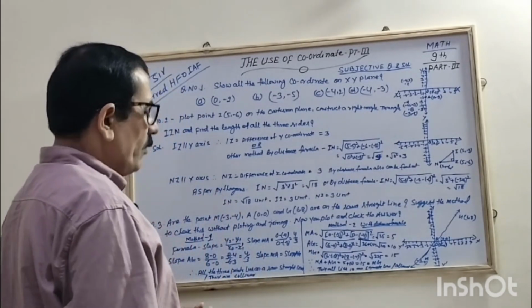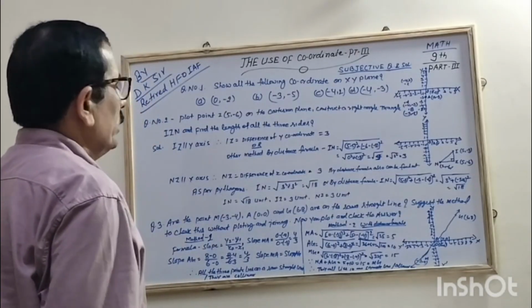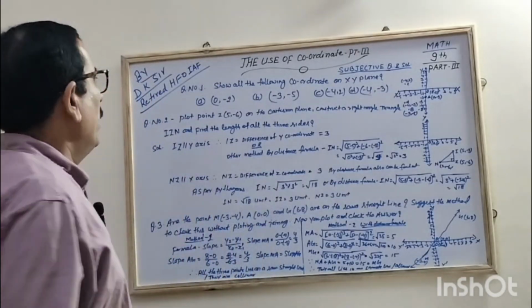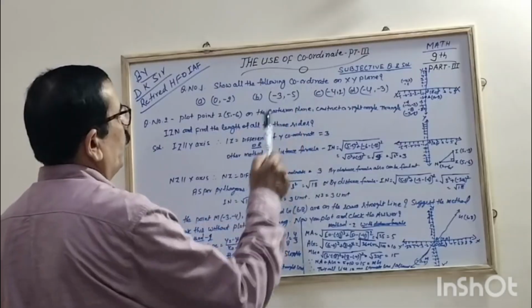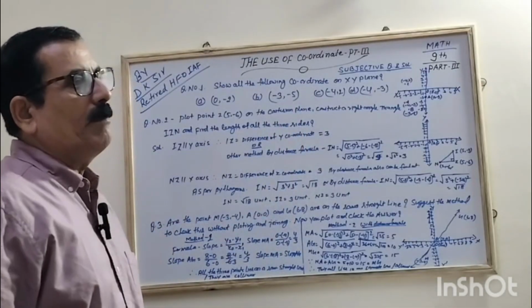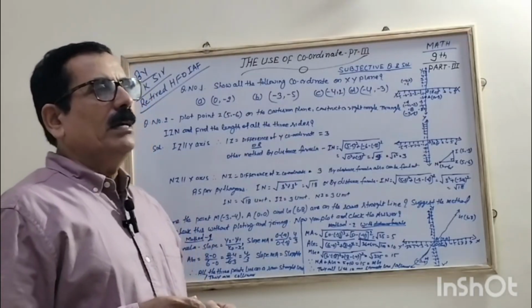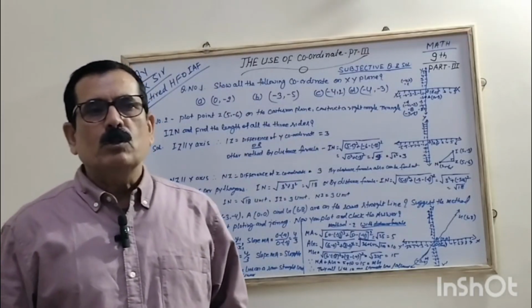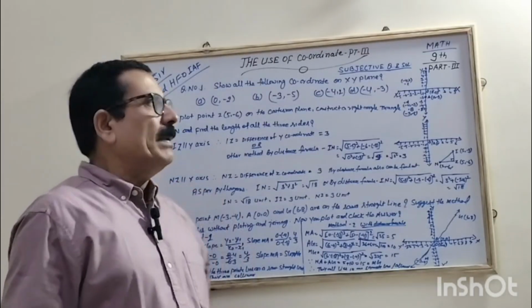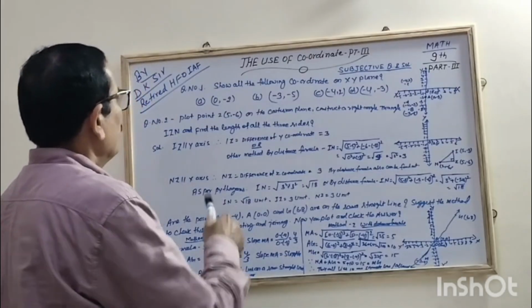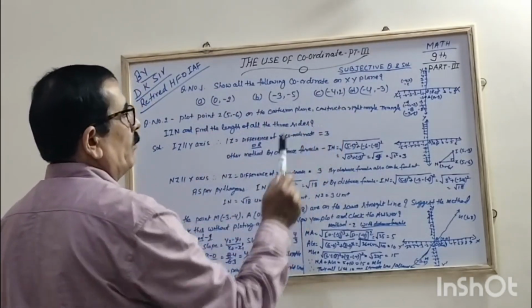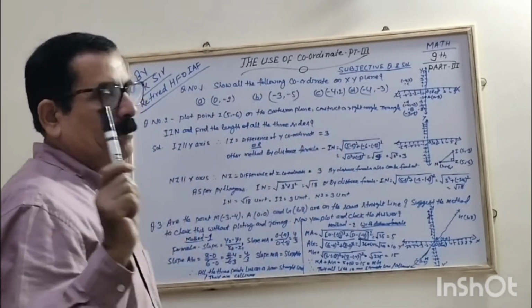So the first question, question number 1, is very simple. That is, show all the following coordinates on the xy plane. Gentlemen, there can be the xy plane, there can be the Cartesian plane, correct? So what you need to do? There are A, B, C, D, the 4 coordinates they have given.